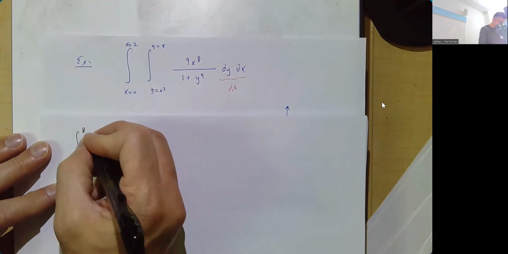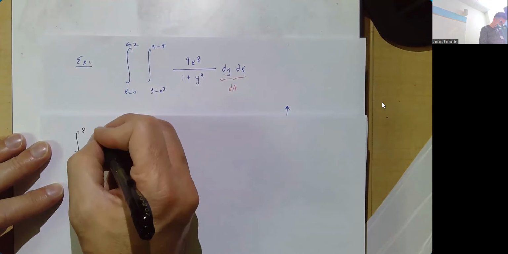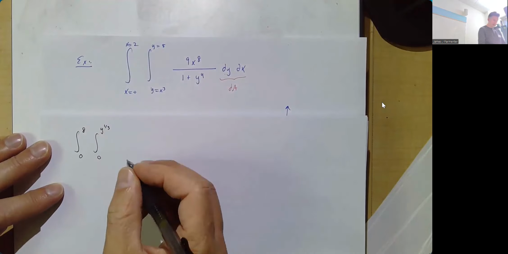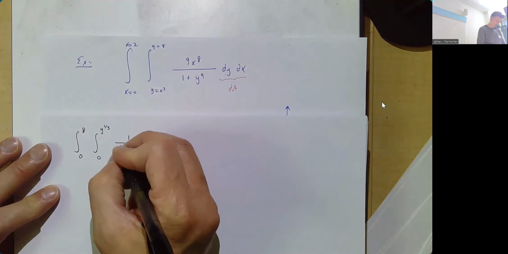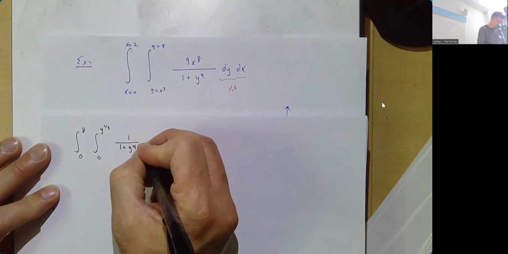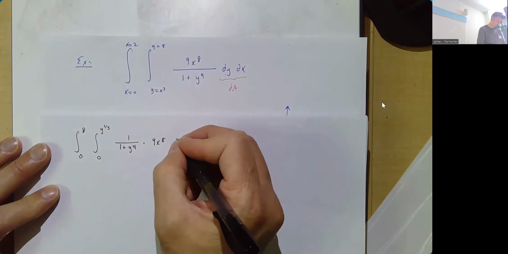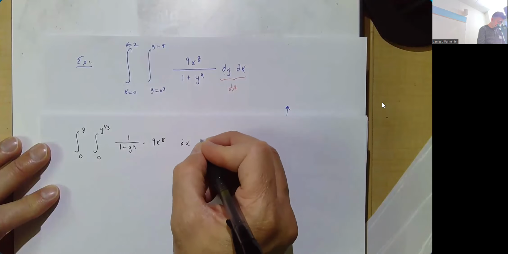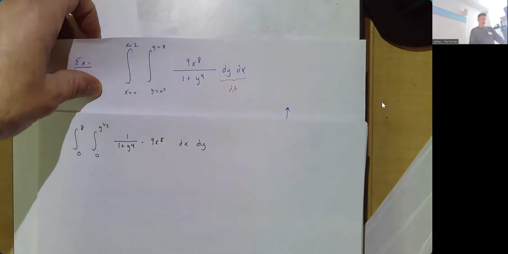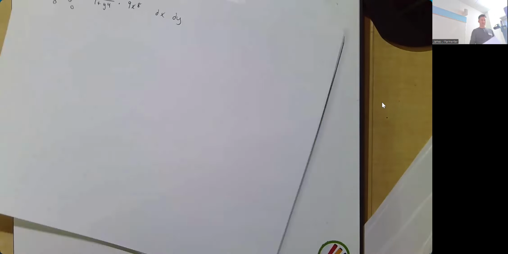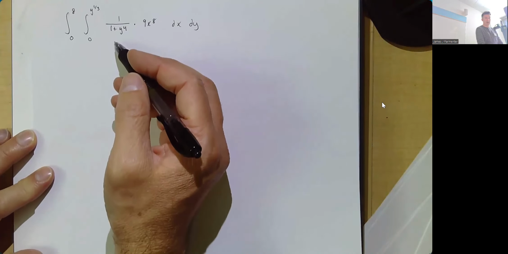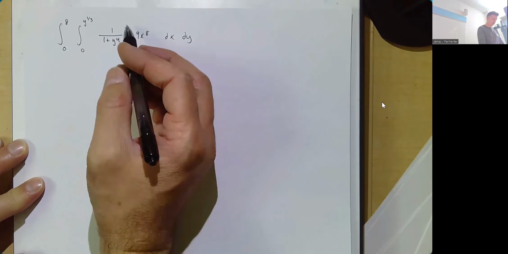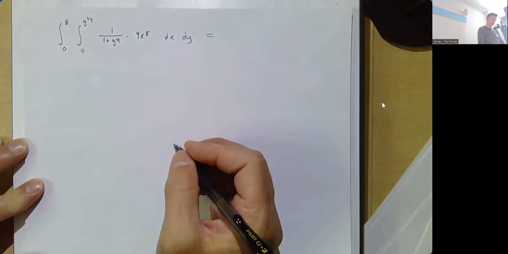Y equals 0 to y equals 8. X equals 0 to x equal to y to the 1/3. And I do like to break these apart so it's easier to see here. So I'm going to have a 1/1 plus y to the 4th times 9x to the 8th dx dy. So now we can totally integrate 9x to the 8th. That is something we are definitely capable of doing. And that 1/1 plus y to the 4th just gets to hang out as a constant multiple.